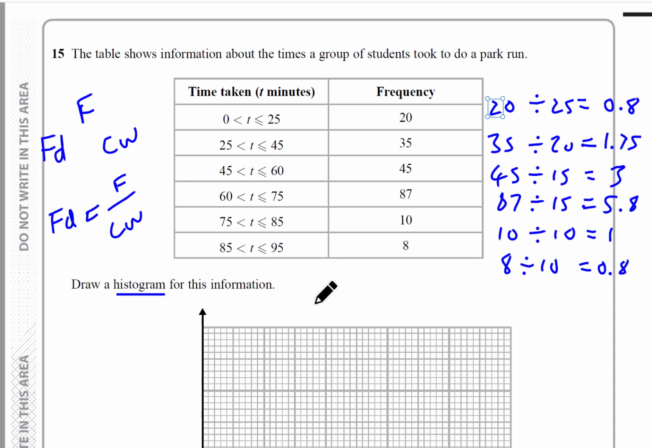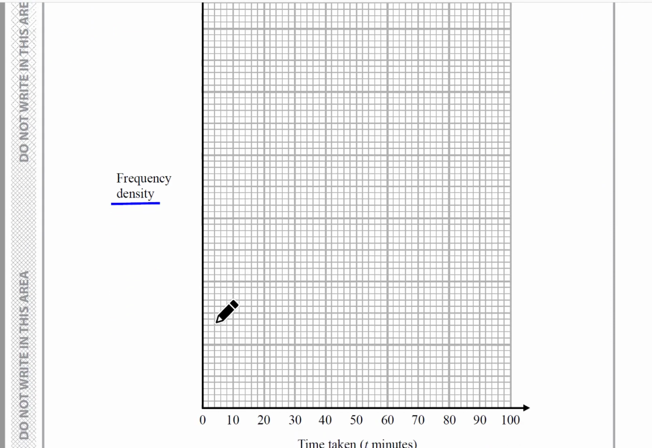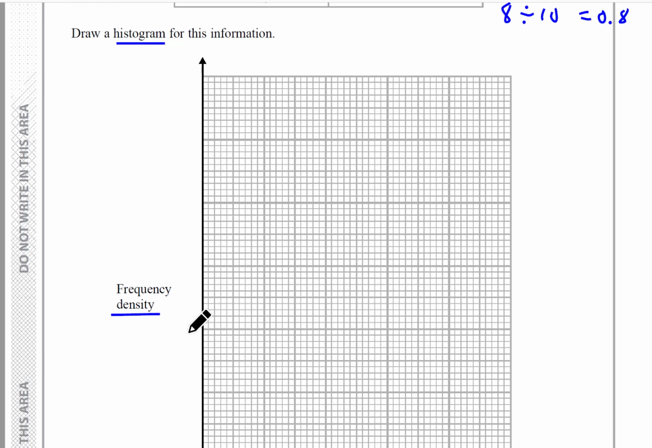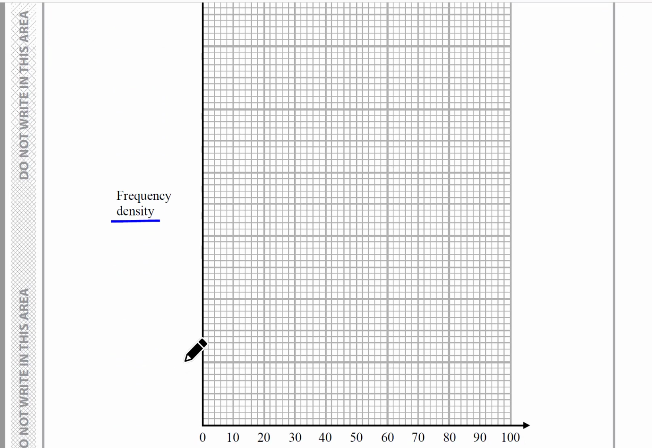So all you need to do is plot that down. So 0 to 25 is 0.8. Choose your scale. What is the biggest number? Go up to 5.8. So I think that's fine. You can use that as 1, 2, 3, 4, 5 and 6.